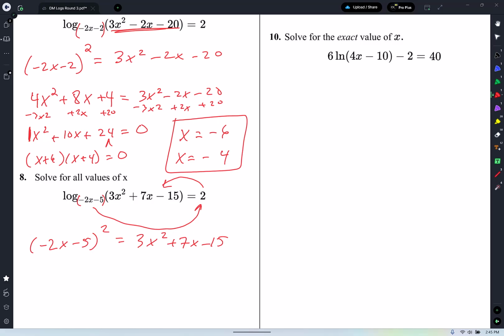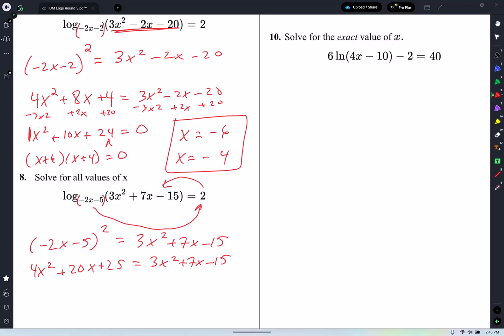Negative 2 times negative 2x is 4x squared. Negative 2x times negative 5 is a positive 10x. 2 times 5, positive 10x, and you're going to have how many of those? So it's going to be plus 20x. Negative 5 times negative 5, plus 25. Are you okay, Lazardi? Okay.